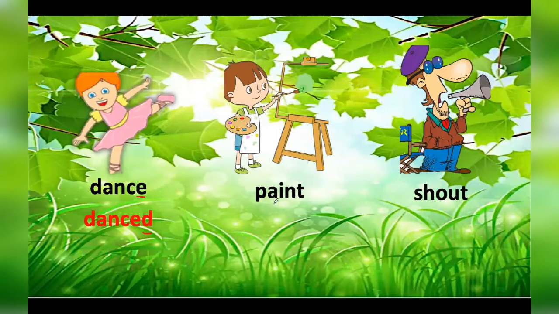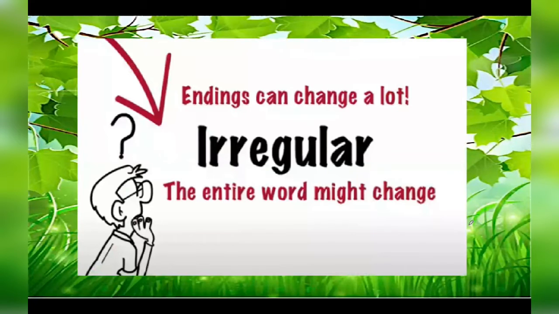Then we have paint. How we'll just change it into verb 2 like this by adding ed. Paint, painted. Then we have shout. How we'll change it into second form? By adding ed. Shouted. Shout, shouted. Got it?